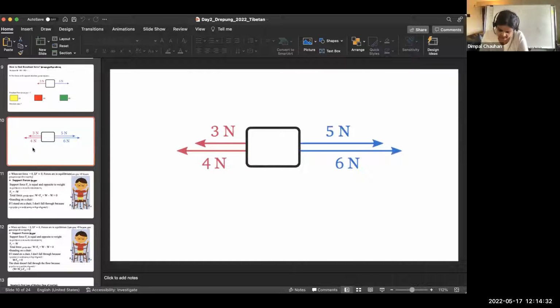How about this case? What is the resultant force and what is the direction?